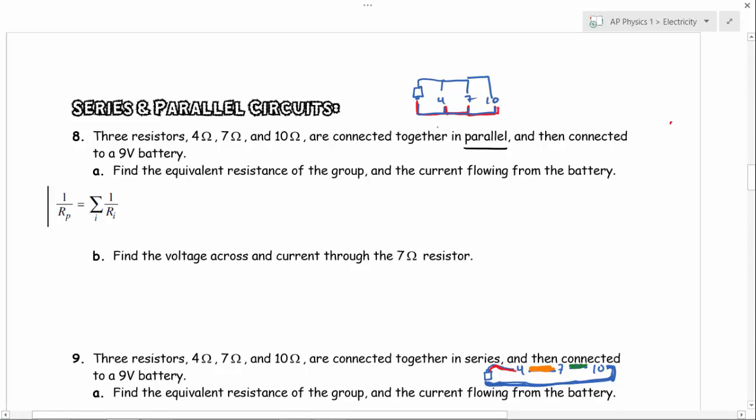So I've drawn what this would look like. These are parallel, so I've drawn my little resistors, 4, 7, and 10 ohm, and they're in parallel. So there's going to be three separate branches for current to flow. And so I've drawn my little picture there.